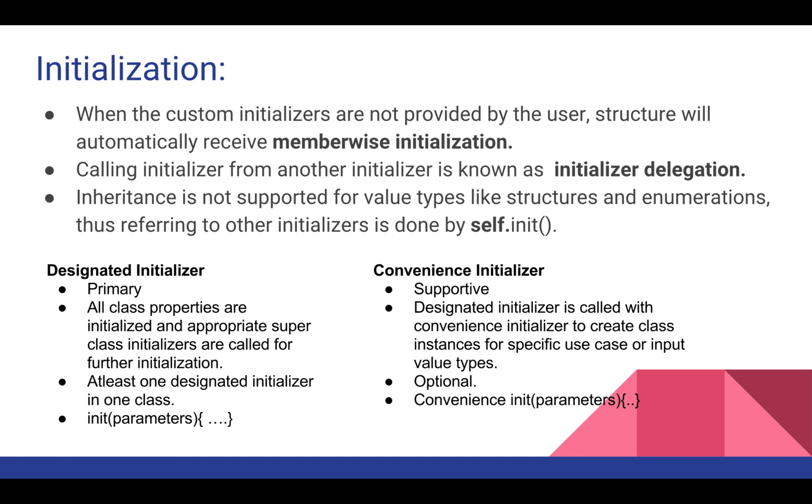Convenience initializers are secondary, that is supporting initializers for a class. You can define a convenience initializer to call a designated initializer from the same class as the convenience initializer with some of the designated initializer's parameters set to default values. You do not have to provide convenience initializers if your class does not require them.